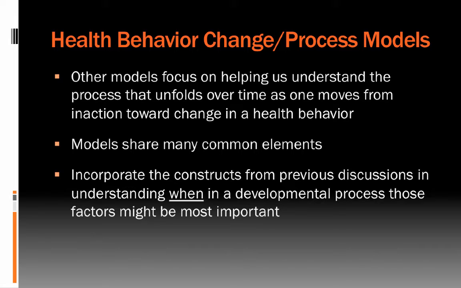What are the steps necessary, or perhaps the stages people go through as they move from an old behavior into a new behavior? These models share a lot of common elements with the social cognitive models. Many of those same factors, things like self-efficacy, show up and are certainly important in these models, but they have more of the developmental perspective of unfolding over time. They incorporate those constructs and really help us understand when in that process those factors might be most important.